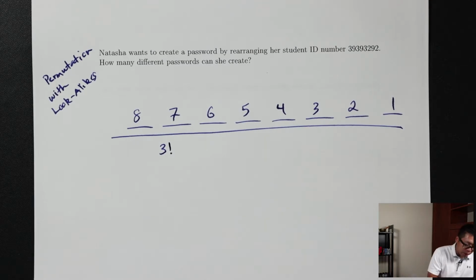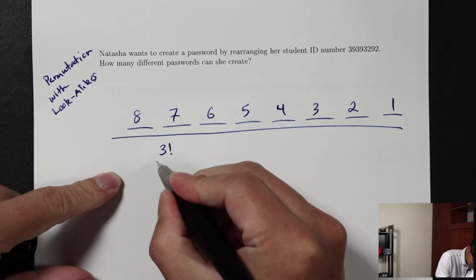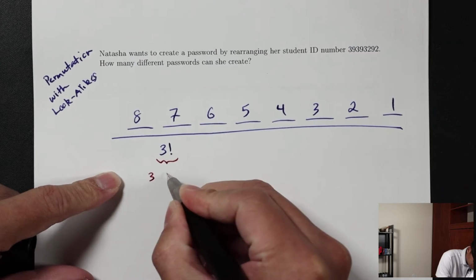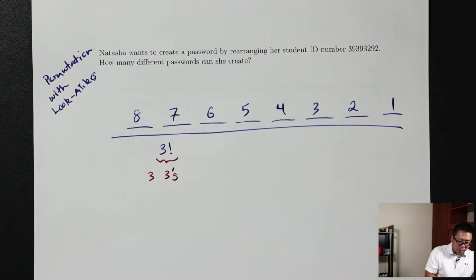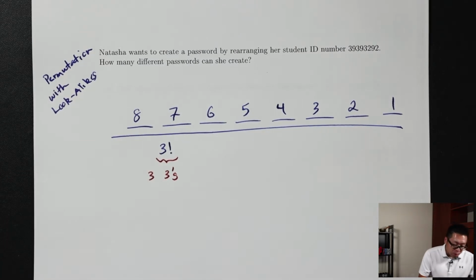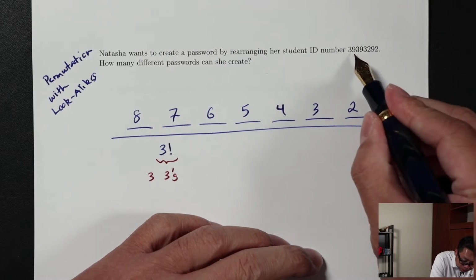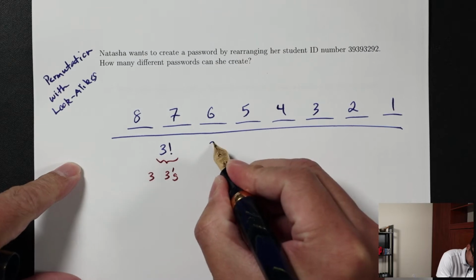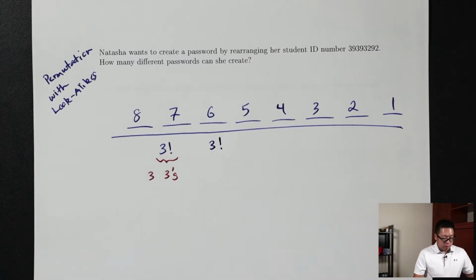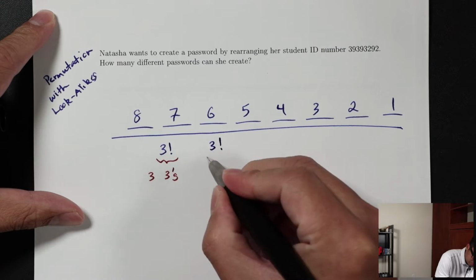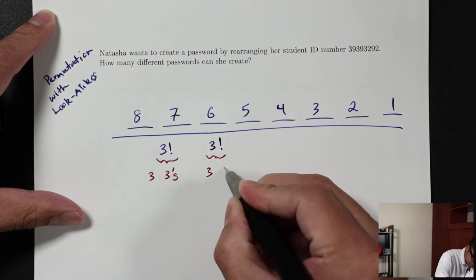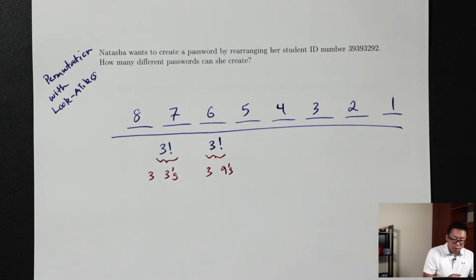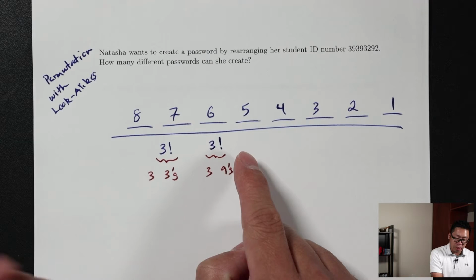Okay, and that's for the 3 threes. So the factorial is how many times the character repeats. What else is repeated? I have a 9, so 1, 2, 3 9s. So that's another 3 factorial. And that's for the 3 9s. Okay, notice I didn't divide by 9 factorial, right? It's not the actual thing that repeats, it's how many times it repeats.